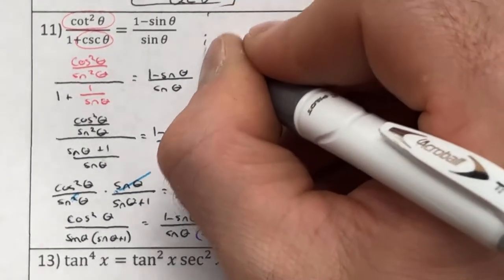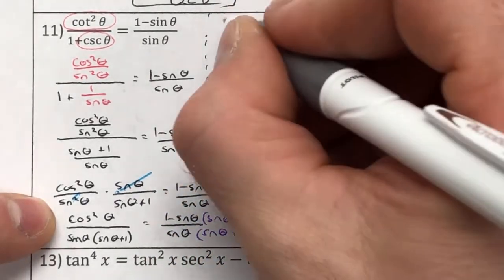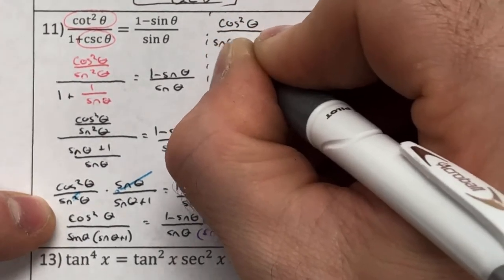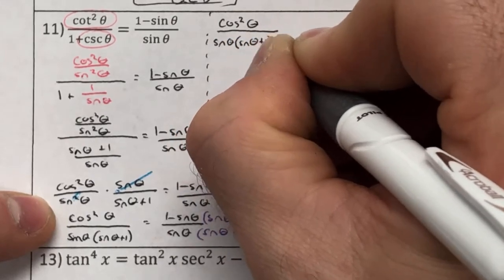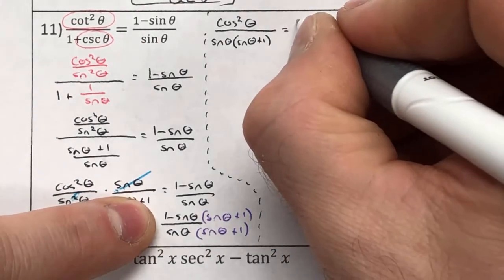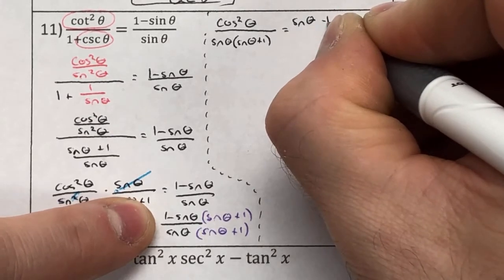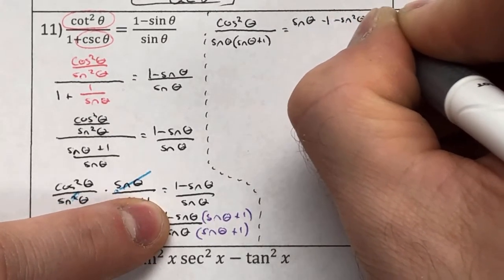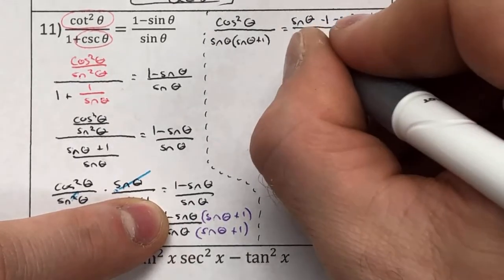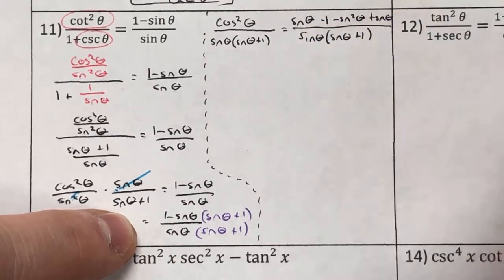Let's go ahead and draw ourselves a dotted line. And that's going to leave me with the cosine squared of theta over sine of theta plus 1 equals, I can FOIL this. So first times first is sine of theta minus 1 minus sine squared of theta plus sine of theta all over sine of theta plus 1.